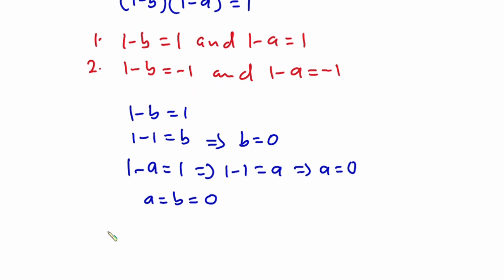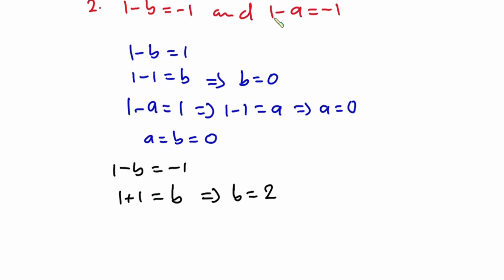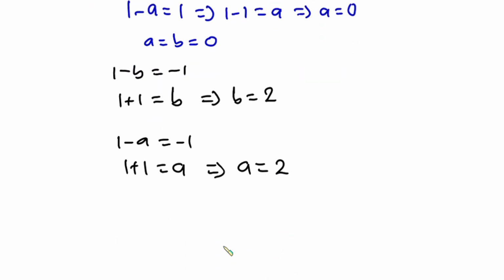Right. Now let's consider the second case. From the second case, we have 1 minus b is equal to negative 1. Now if you move this negative 1 to the left hand side, we have 1 plus 1, which is equal to b. So this implies that b is nothing but 2. Right. Now let's focus on this equation. We have 1 minus a is also equal to negative 1. So this implies that 1 plus 1 is equal to a, right? So we have a to be equal to 2. So in this case, we can say that a is equal to b, which is also equal to 2.